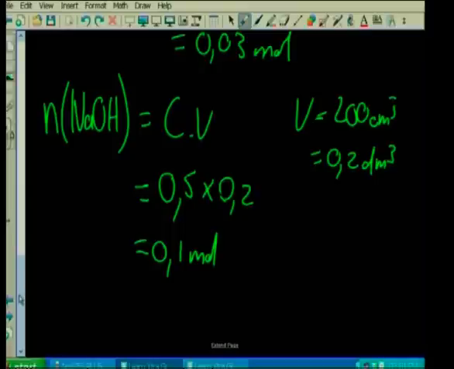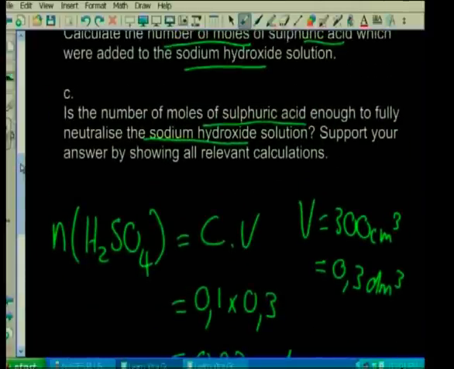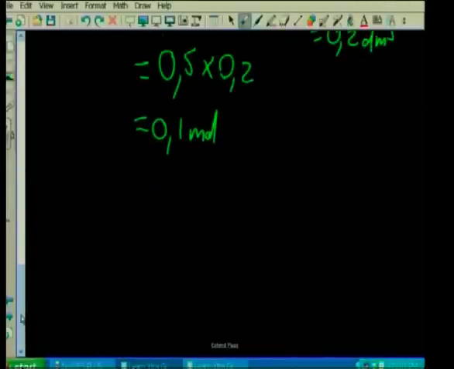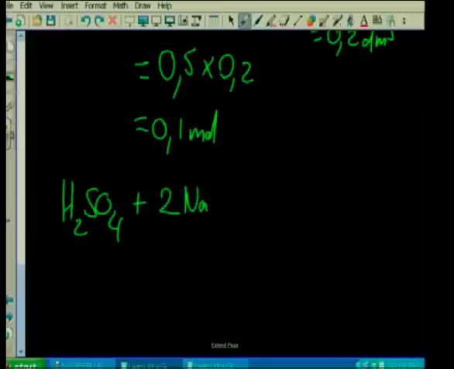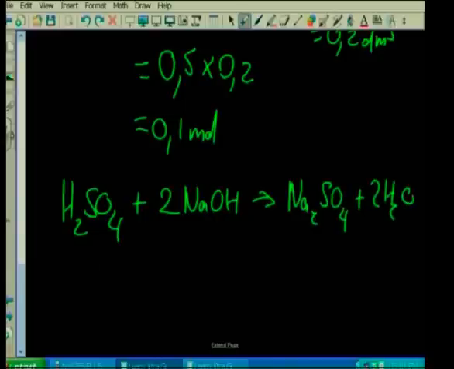So now, when we want to answer question C, is the number of moles of sulfuric acid enough? Well, the only way that we can tell is by writing that balanced equation again. Sulfuric acid plus 2 lots of sodium hydroxide will give us sodium sulfate plus 2H2O. Now, the ratio is 1 mole to 2 moles to 1 mole to 2 moles. So what we need ideally is the ratio of sulfuric acid to sodium hydroxide to be in the correct ratio of 1:2.